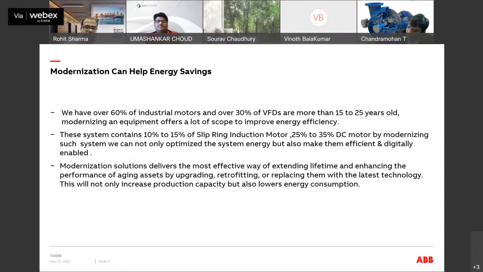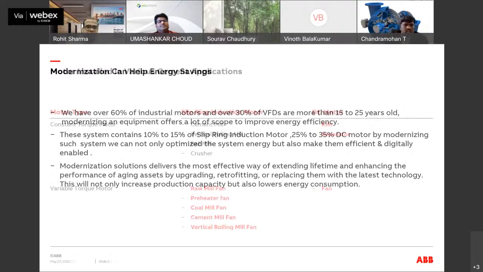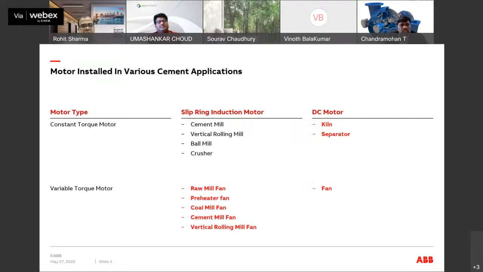And modernization helps extend the lifetime of the recent equipment and enhance the performance of aging assets by upgrading, retrofitting and replacing with the latest technology. So these are the various options which we have in the system. These are the motors which we have identified and which we are looking at in the cement segment.